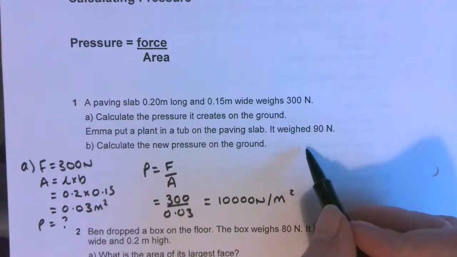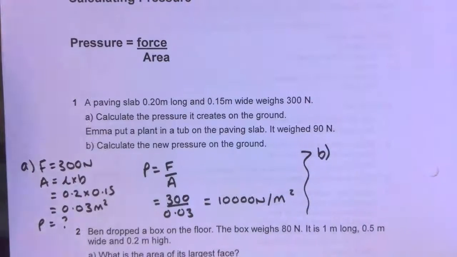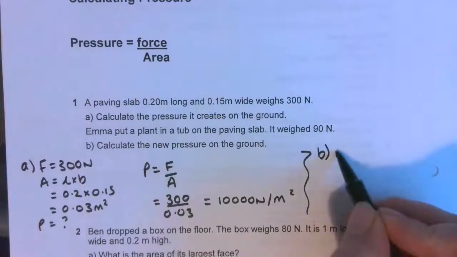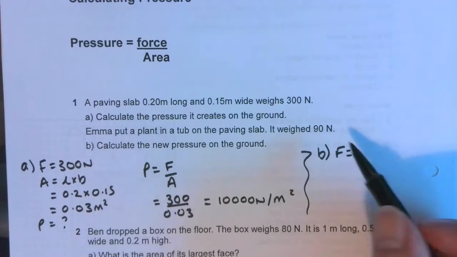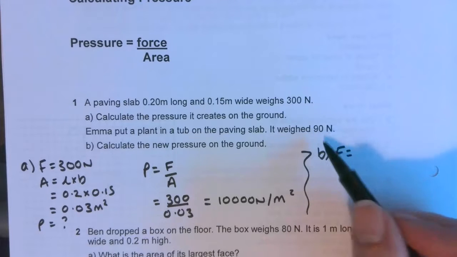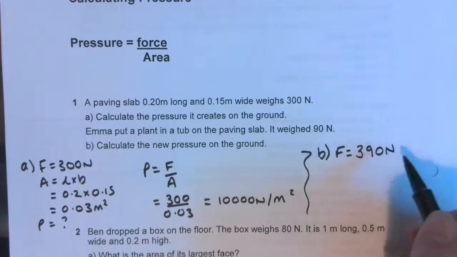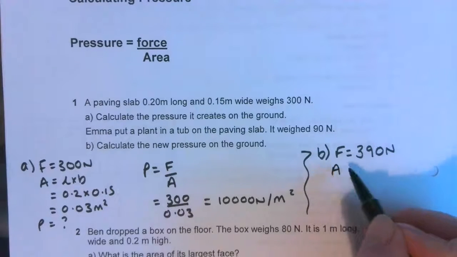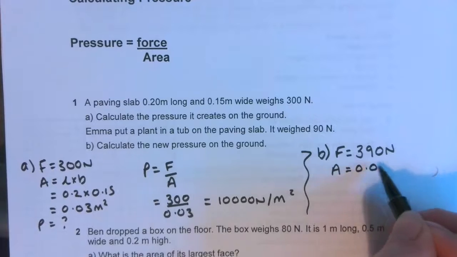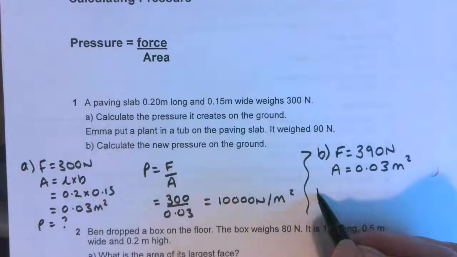Okay, for part B, Emma put a plant in a tub on the paving slab. It weighed 90 newtons. Calculate the new pressure on the ground. So our new force is going to be the weight of the paving slab plus the weight of the plant. So our new force is 390 newtons. The area is still the same, it's still sitting on the paving slab. So the area is still 0.03 meters squared. So we can calculate our pressure.